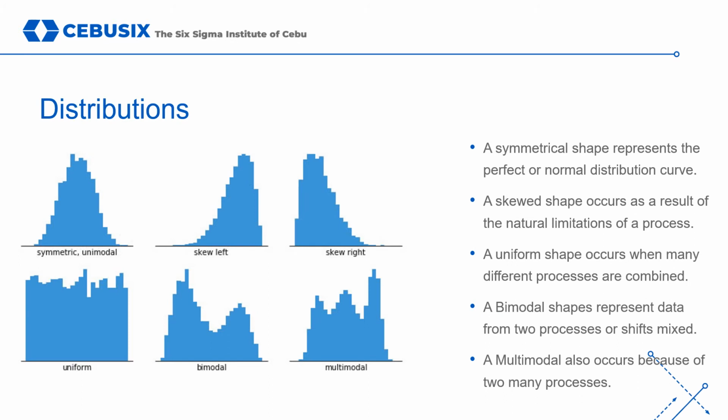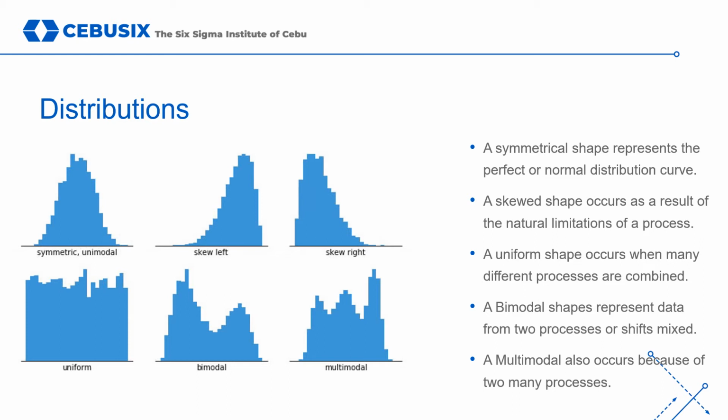There are 6 major distributions that you will be dealing with in most Six Sigma projects. The perfect or normal distribution is symmetrical. It appears much like a bell shape in a histogram with the bulk of the data in the middle. Because no process can ever be perfect, you will most likely never see a truly perfect bell curve. Instead, as the result of natural limitations to a process, most of the curves you will see will be skewed either to the left or to the right, much like our last example with the students' test scores.